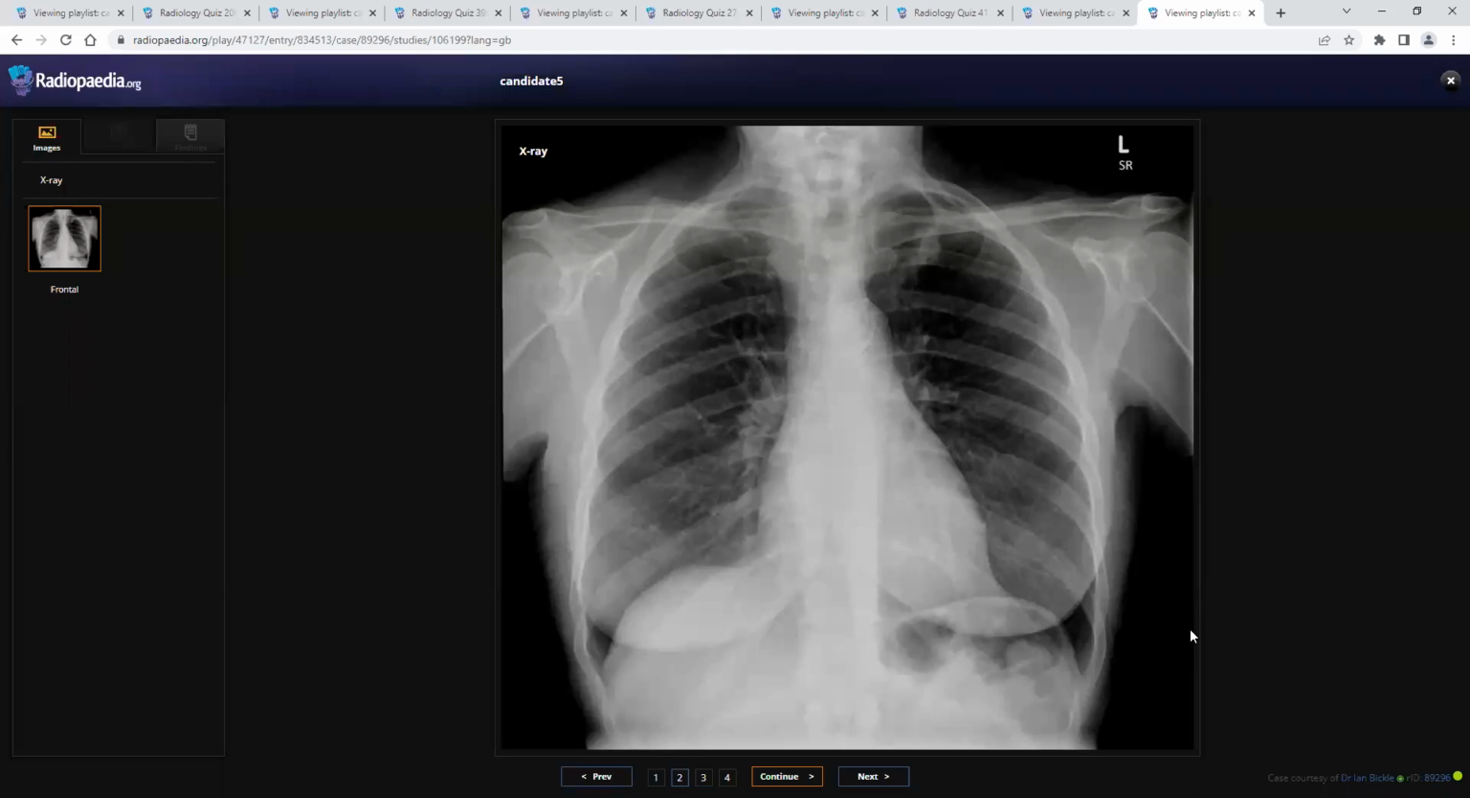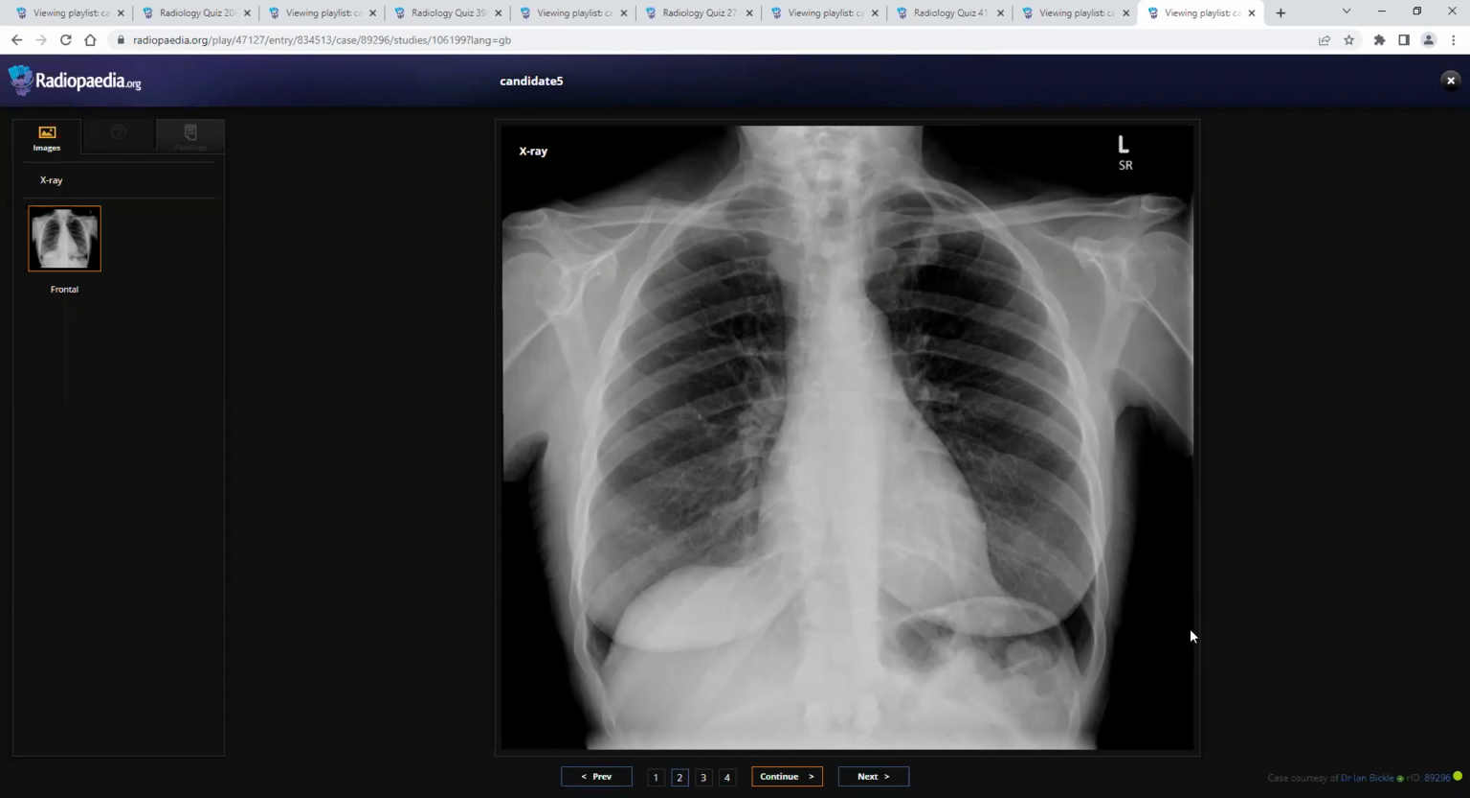I am looking at the bones. The bones seem grossly unremarkable to me. I'm looking at my review areas. There is no retrocardiac opacity. Bilateral hila appear unremarkable.